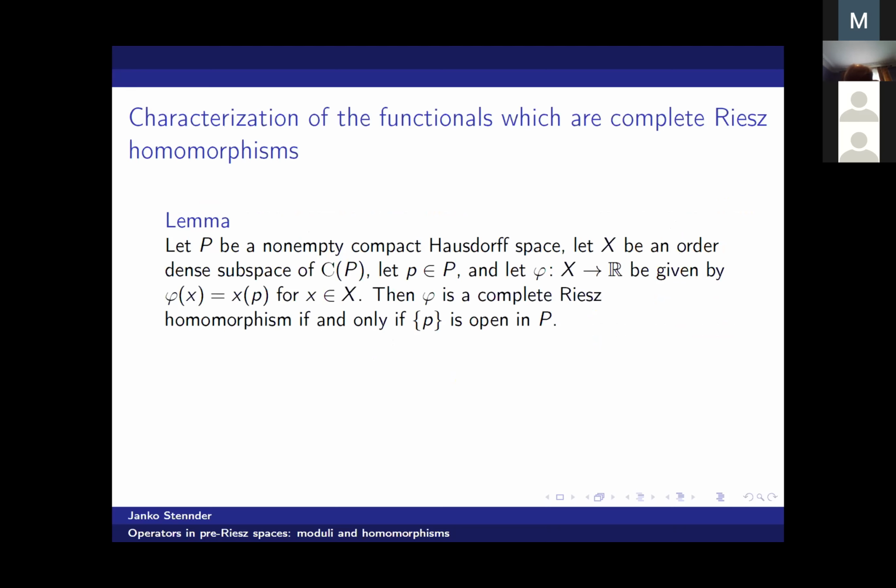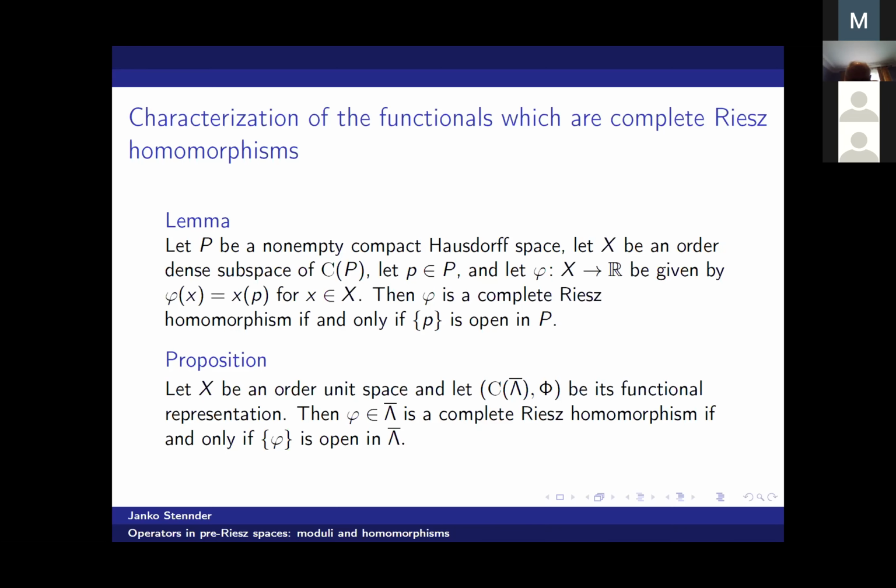To investigate this implication, we began by investigating order-dense subspaces of continuous functions. So if I have some order-dense subspace of some space of continuous functions and take a functional which is just given as a point evaluation at some point P in the Hausdorff space, then this functional is a complete Riesz homomorphism if and only if the singleton {P} is open in the compact Hausdorff space. This is just a corollary from the representation of complete Riesz homomorphisms on continuous functions.